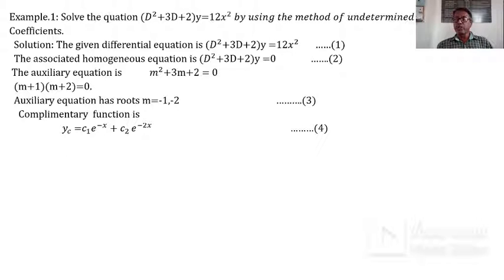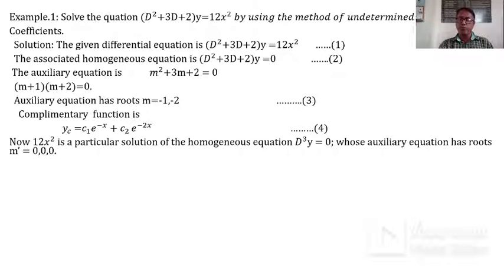Therefore, the homogeneous linear differential equation with constant coefficients whose solution is 12x square is d cube y is equal to 0. Do you understand this technique? How to find the homogeneous linear differential equation with constant coefficients whose solution is 12x square. I explained this technique. I hope you understand this technique properly.